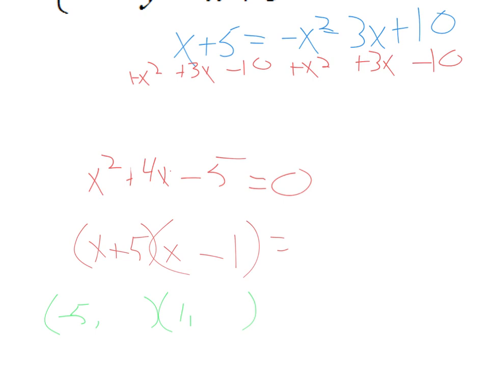Now if we plug these in, I would argue that the equation x plus 5 is probably going to be the easier route. So if I plugged in negative 5 plus 5, I'd get 0. If I plugged in 1, 1 plus 5 would give me 6. So those would be the two intersection points that we have there.